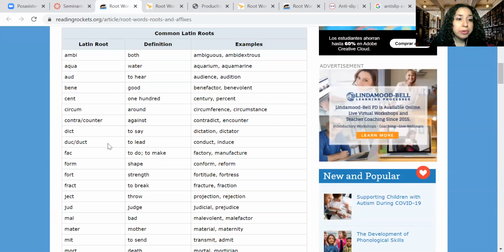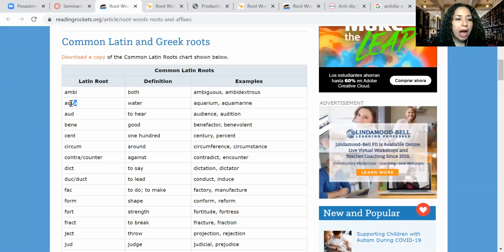So, for example, when we have this part, aqua, when you hear the root aqua, what are you thinking? Automatically, since it is the same root, you start thinking about water. When you have that root in a word, it's talking about water. So, for example, aquarium, you already know that it's talking about a place where there is a lot of water. An aquarium.